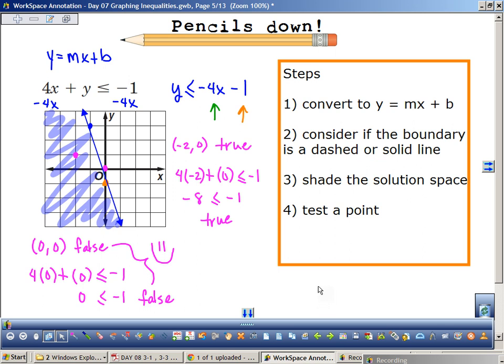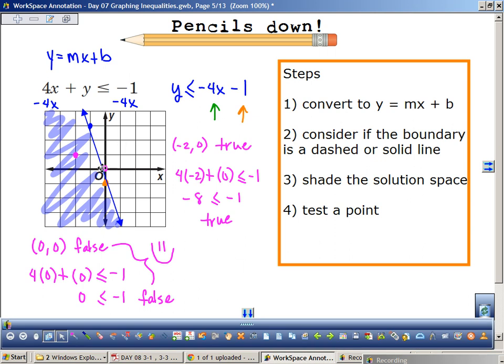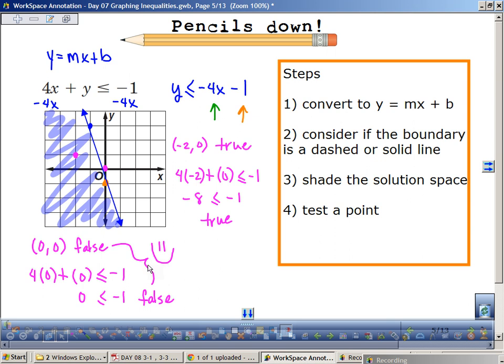I would use 0, 0 whenever you can. It's the easiest point to use, right? You could use any point on your graph, but 0, 0 is the easiest one, okay? Some people don't like doing that. They'd rather put it somewhere where the solution is and then make sure it's true. You can do that, just like I did with this one. But I like to use 0, 0.